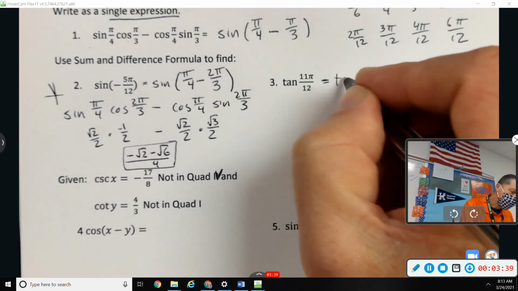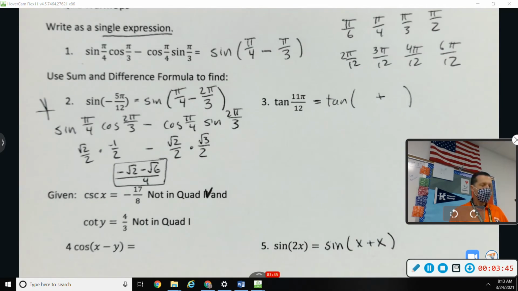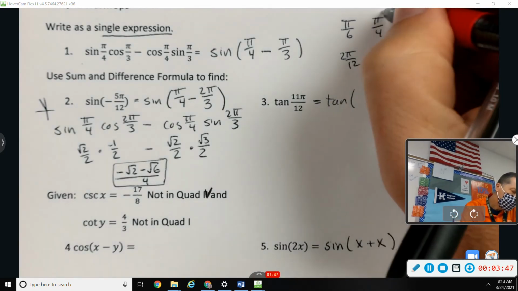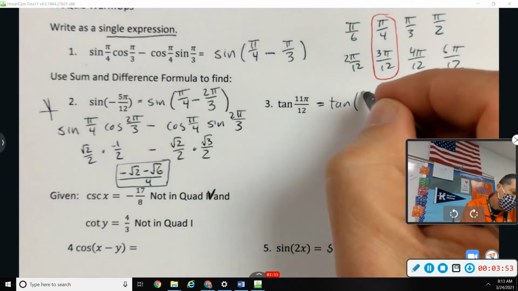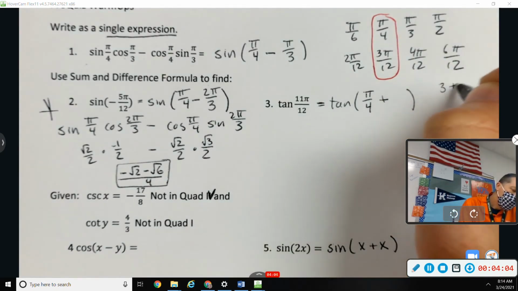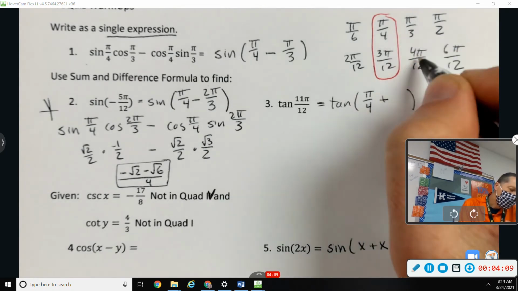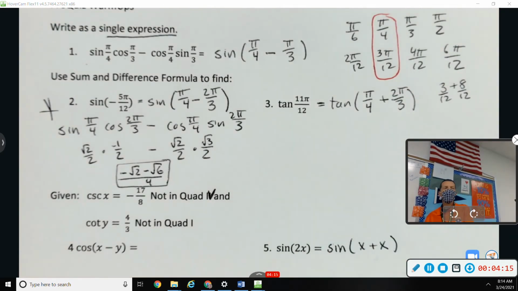All right, tangent 11 pi over 12. Same issue, but remember, you can always use the pi over 4. Let's see, so that'd be 3. So I need 8 more to get to 11. 3 plus 8. Well, 8/12 would be 2 pi over 3. Again, there's other ways to do that one, but I'm going to do it this way.